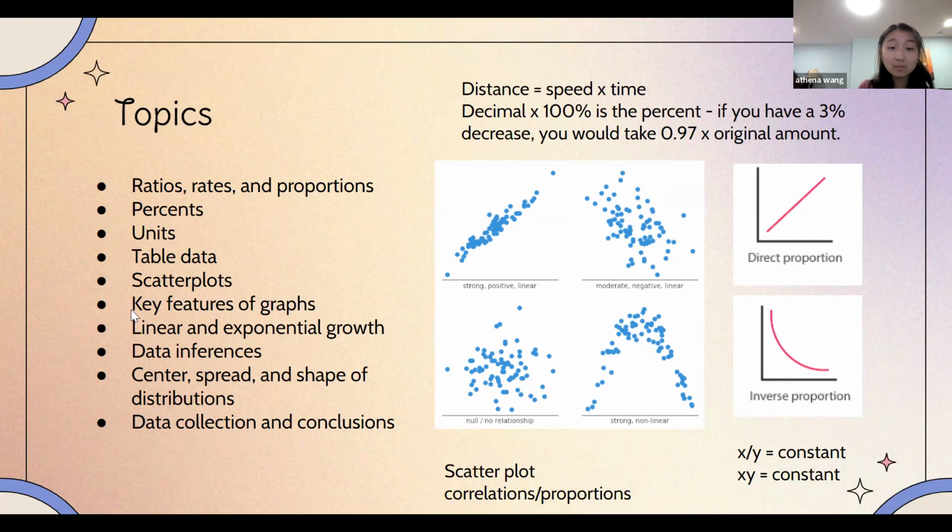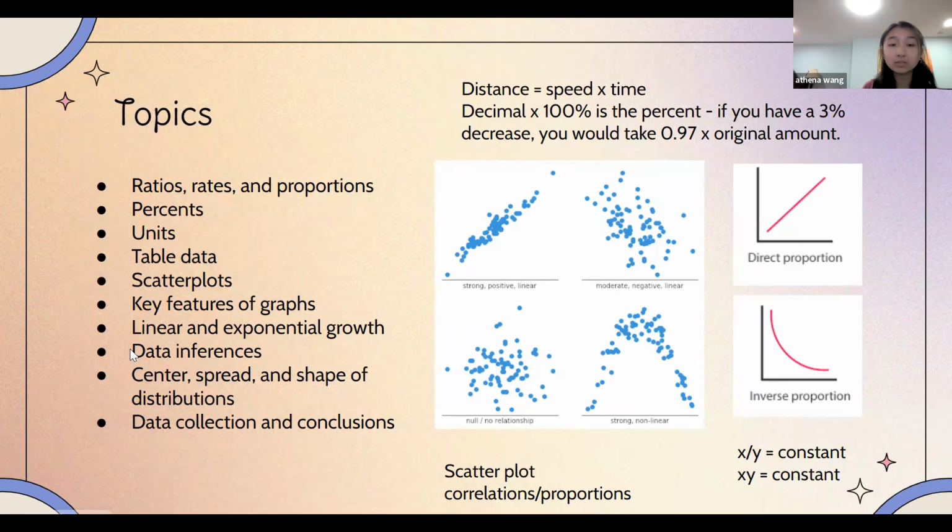Okay, we also have key features of graphs. So we have direct proportion. This is a straight line going up. We also have inverse proportion, which means that x times y would be a constant. Direct proportion would be x over y is a constant.